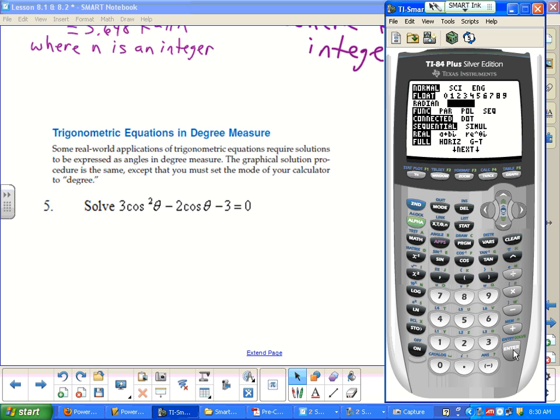All right, so y equals 3 cosine of x squared minus 2 cosine of x minus 3. And then hit zoom 7 to start with, so you can figure out what the period is that you need to work with. And then we check to see how many times that happens, and divide it, cut it, and whatever.